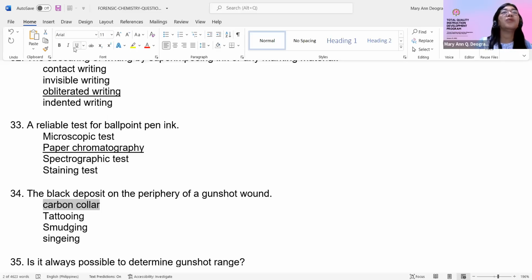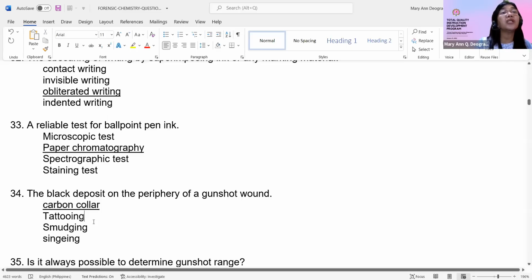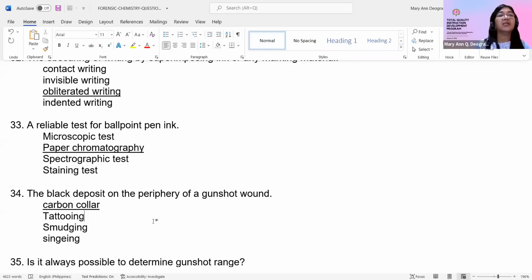It is carbon color. Meron na tayong tattooing, parang paminta. Peppered pattern, ang pinaka-keyword nyo sa tattooing, smudging, blackening, ang ano nyo dyan. Okay, ang tattooing is peppered pattern. Ang smudging, blackening. So, yung black deposit, so, is we have a carbon color. Singeing, burn yan eh.